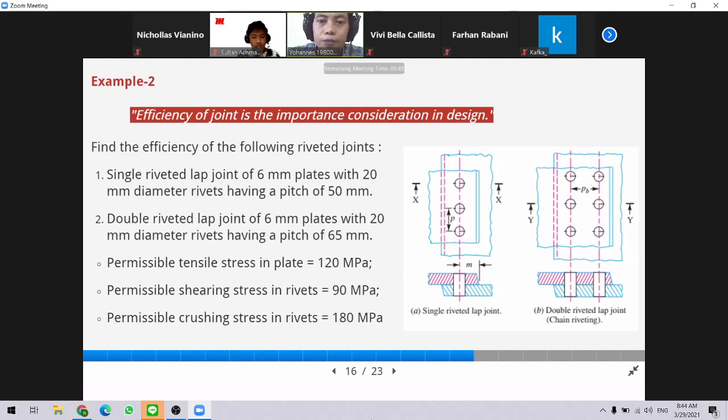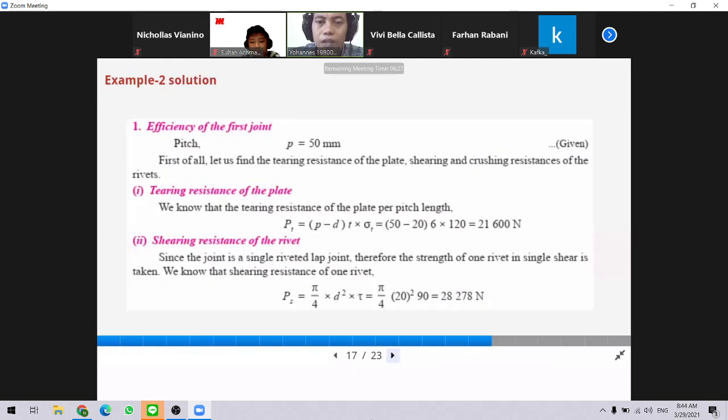Here we have the dimensions of the plate and also the diameter of the rivet, and the data of the strength of the plate and rivet. So everything is already described clearly here. Let's continue to the calculation. We have the pitch, which is 50 millimeters. This is the width of the plate that we use in the calculation.